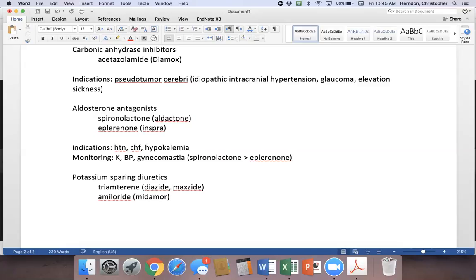They work on the tubules. These drugs, potassium-sparing diuretics, work at the very far end of the distal convoluted tubule. You agree? Where do the aldosterone antagonists work? You had it. The collecting duct. Yep, collecting duct.